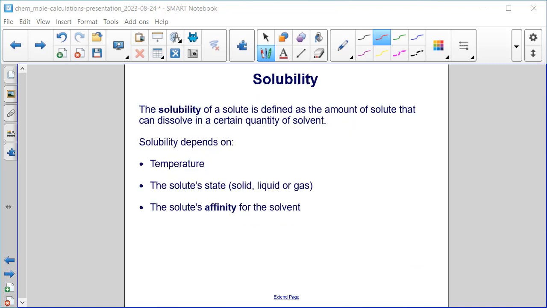The solubility of a solute is defined as the amount of solute that can dissolve in a certain quantity of solvent. So the amount of solute in a certain quantity of solvent is the solubility. It depends on the temperature, the solute's state, is it a solid, liquid, or gas, and the solute's affinity for the solvent.